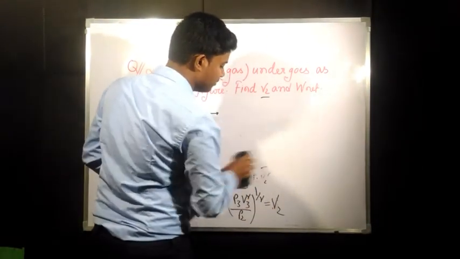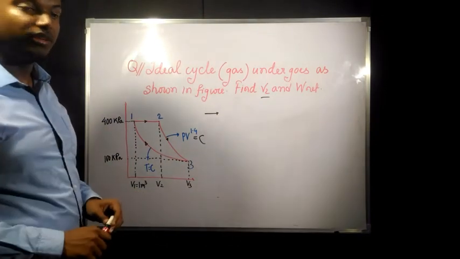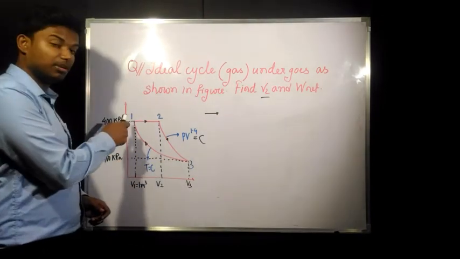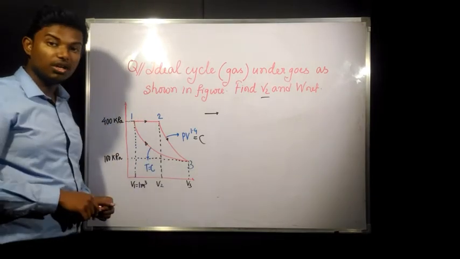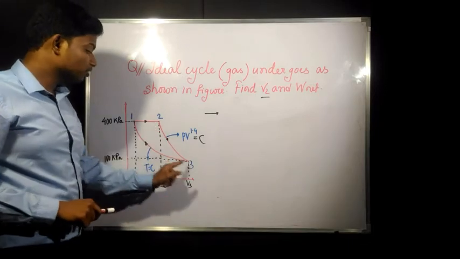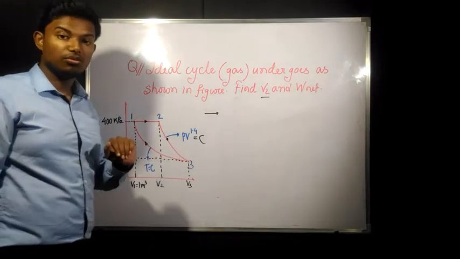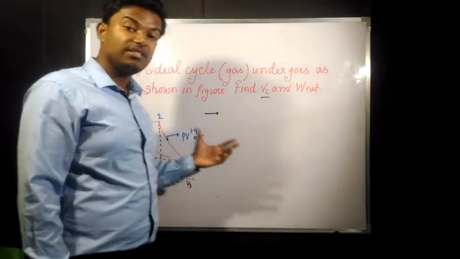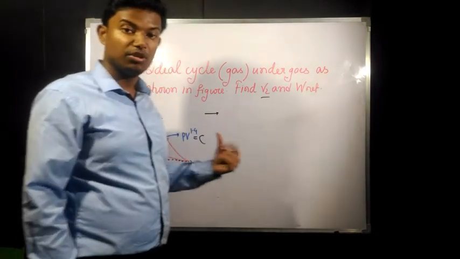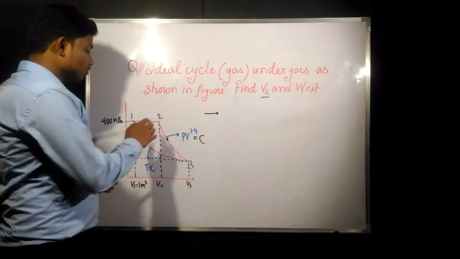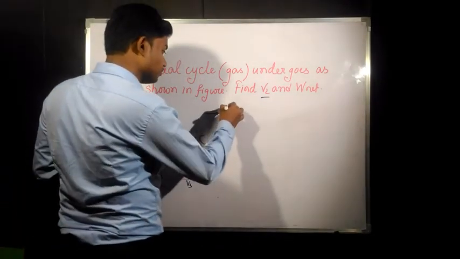Now we need to find the W net. How can we find W net? We will find each work done from each and every process. Suppose from process 1 to 2 there is going to be a W, from process 2 to 3 there is going to be another W, and process 3 to 1 there is going to be another W. So the algebraic sum of all these three processes is going to give us the final work done, or W net.